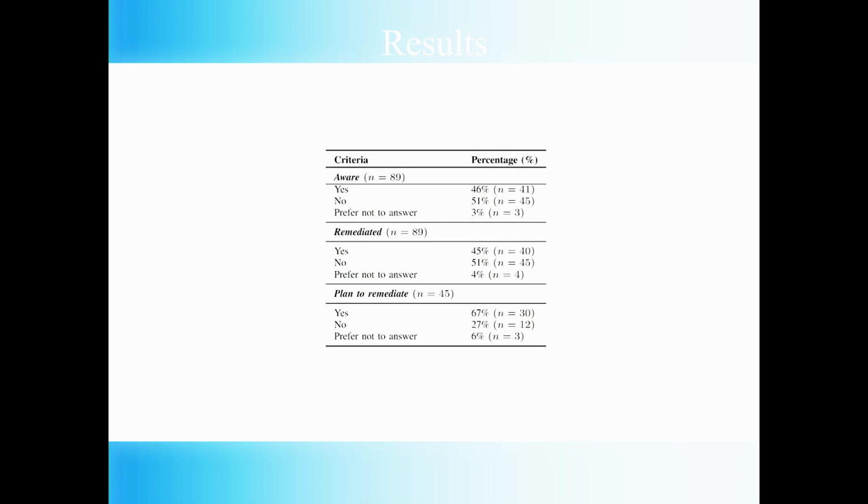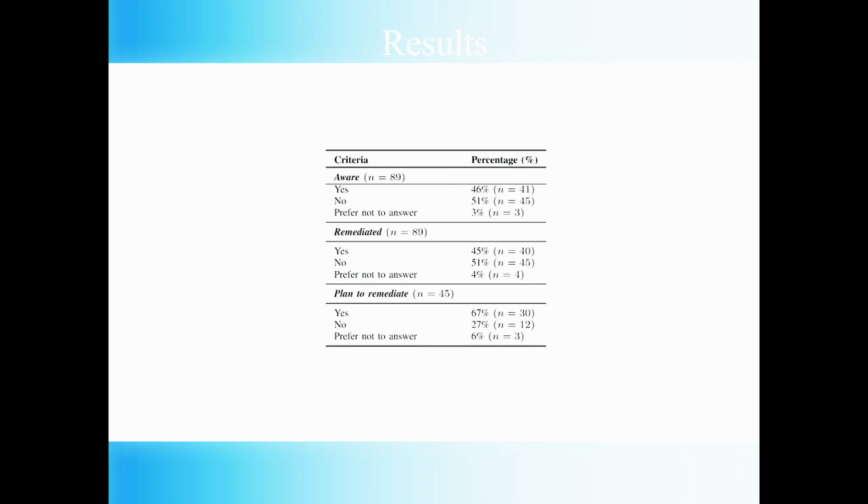So about half the people said that they are aware. Another half said they aren't. Some said that they have remediated. Others said that they haven't. And some said that they are planning to, but others didn't. Now, looking at this on its own, it doesn't give us a lot of information because we don't really know who of those that were aware decided to remediate after and who didn't, and so on, right?